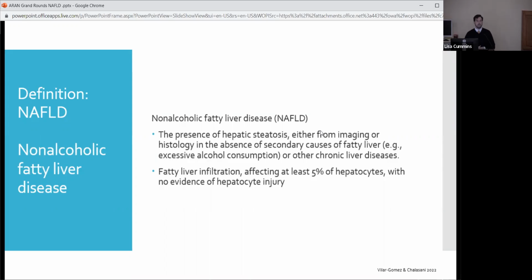So does a pathologist, when they get a biopsy, actually count out 5%? Not really. Usually they can just make a ballpark estimate. They see a bunch of fat globules in the liver histology, and that's enough to call fatty liver disease. But that last line, no evidence of hepatic injury, is important.